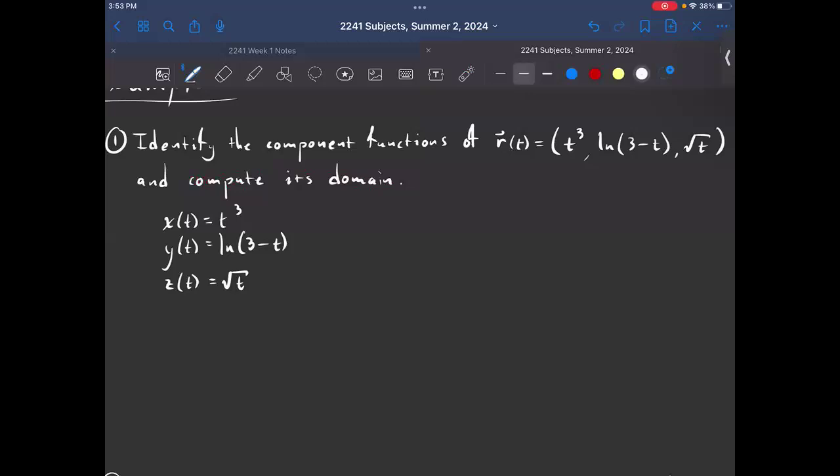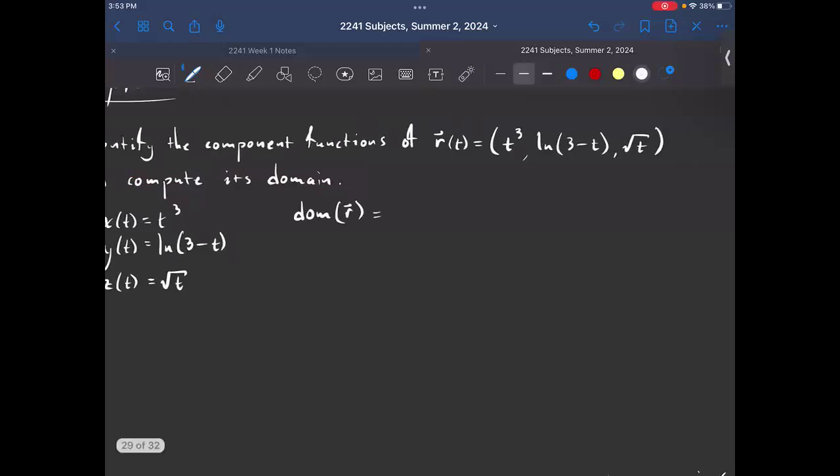So the domain, I'm going to write out a formal thing here. So the domain of the vector function R is equal to the domain of the function x intersected with the domain of the function y intersected with the domain of the function z. So it is all values of t which make all of these, or for which all of these functions are defined.